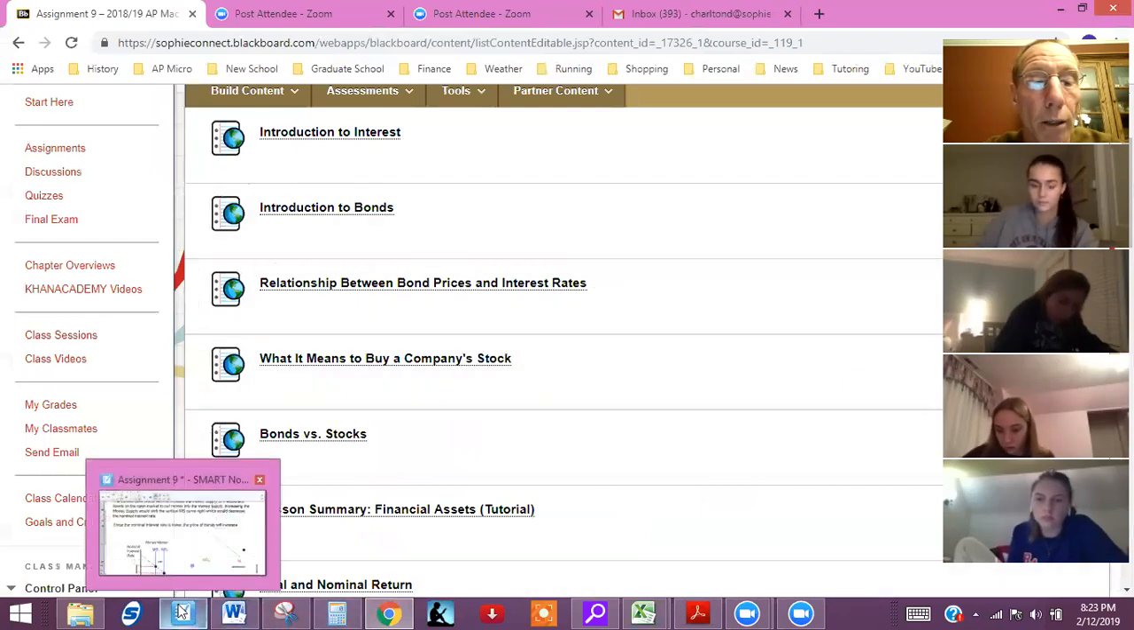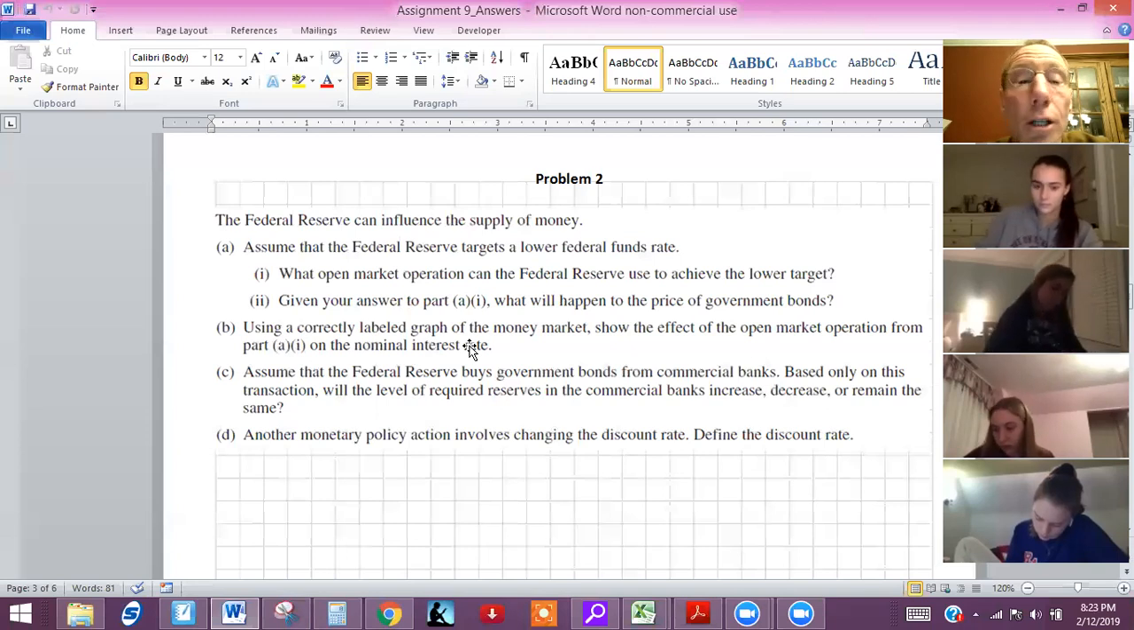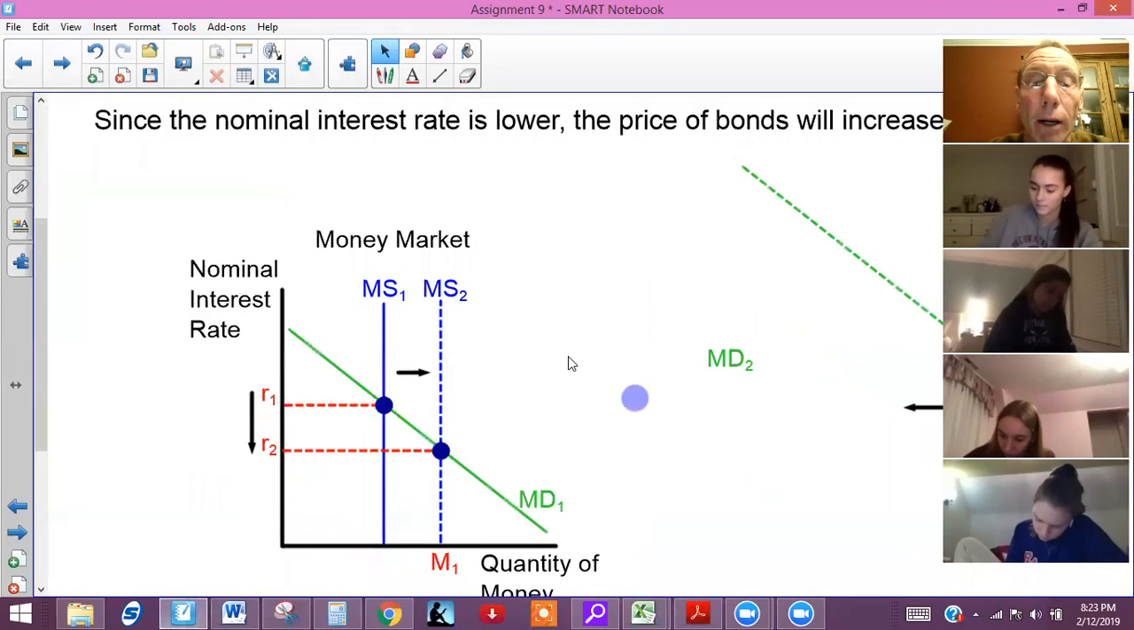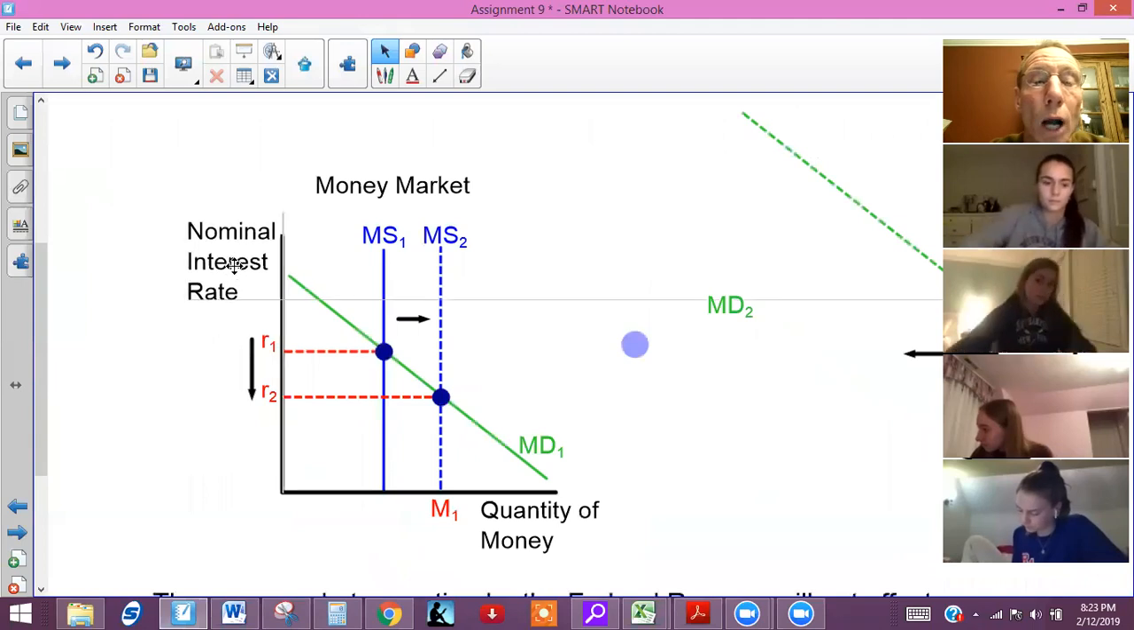Where was I? Okay. So that's that, right? Now, the next thing they want you to do is draw a graph of the money market and show the effect of the open market operation, which I did, I showed you that right here. You want to show the money supply shifting to the right, which means your nominal interest rate drops and the quantity of money is going to increase.